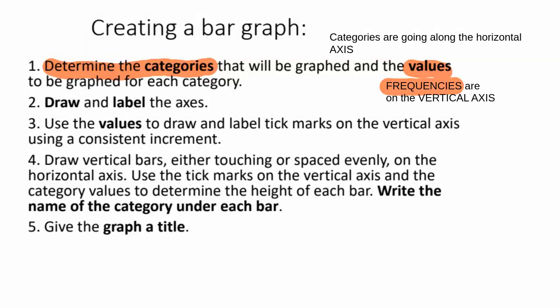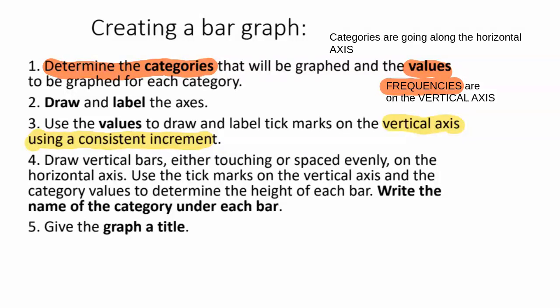Now, we've got to draw and label the axes. Use the values to draw and label tick marks. And notice where it says on the vertical axis, using consistent increments. If I start with 10, I go 10, 20, 30, 40, 50. I cannot go 10, 12, 27, 32, 45. I've got to have consistent increments.